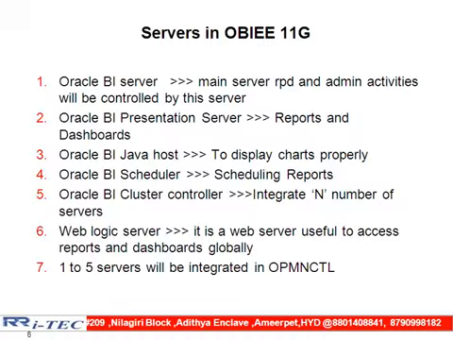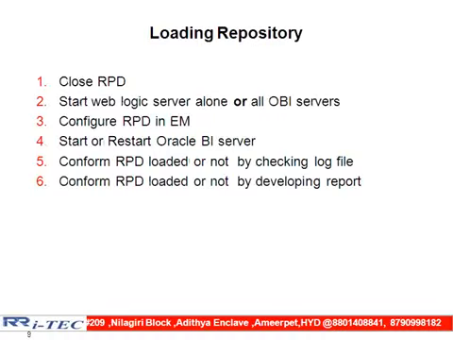OPMNCTL stands for Oracle Process Management and Notification Control. Internally in the OPMNCTL, we have 5 servers: Oracle OBIEE Server, Oracle OBIEE Presentation Server, Cluster Controller, Java Host, and Scheduler. The OPMNCTL concept was not available in 10G. In 10G, each and every server used to be independent. Now here in 11G, all are integrated in one area, called OPMNCTL. You got my point?